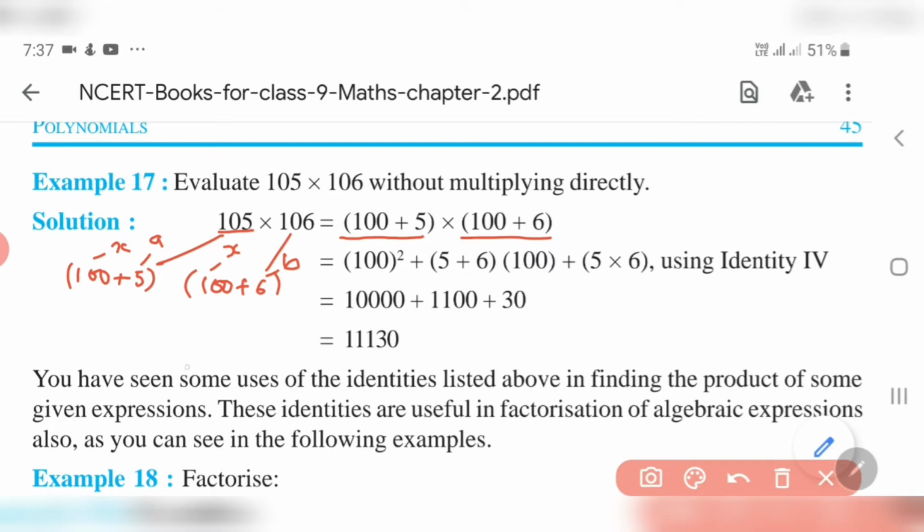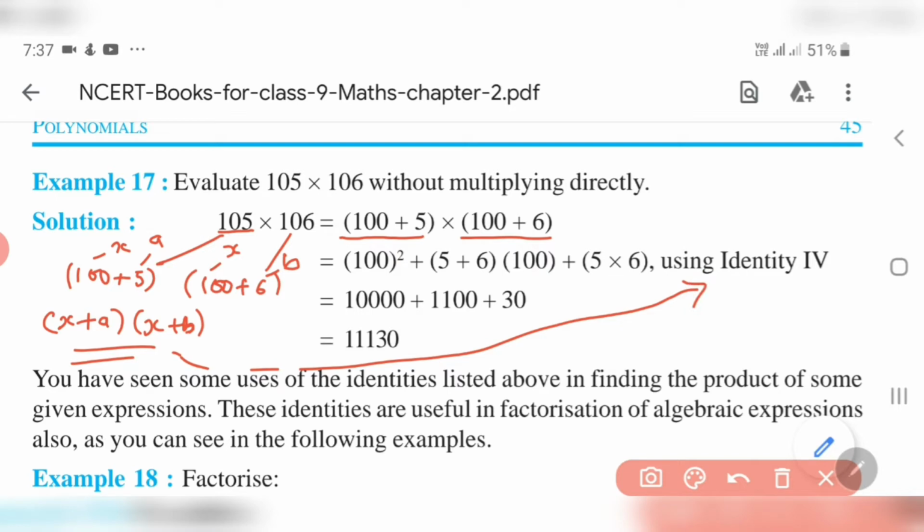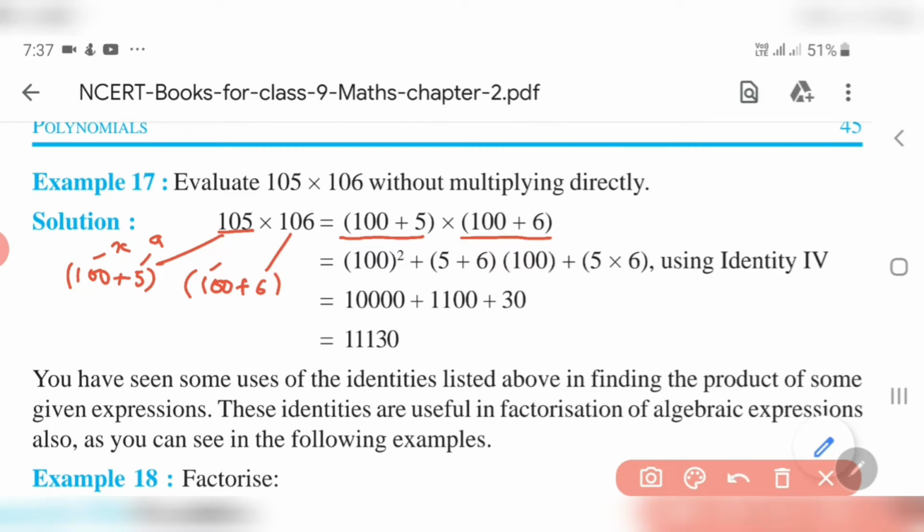Now it resembles what? It resembles (x plus a) into (x plus b). I hope now you understood, na? That means it follows identity number 4, correct? Identity number 4. So by that identity we have to solve. Is it okay? Now let us see how we can solve this.